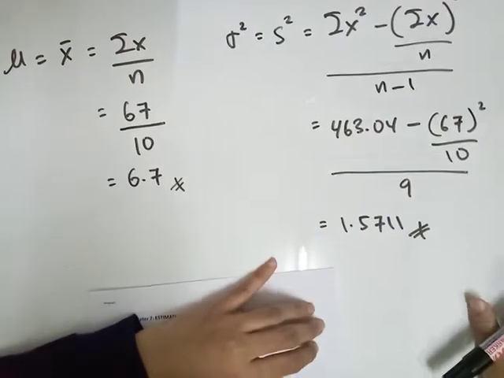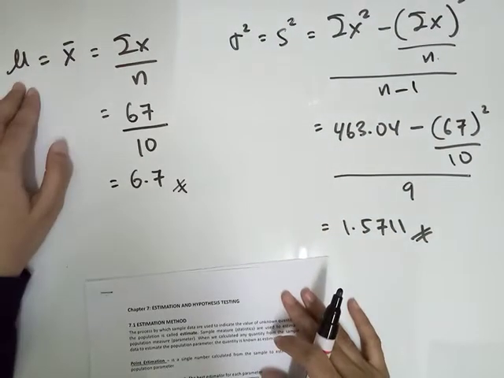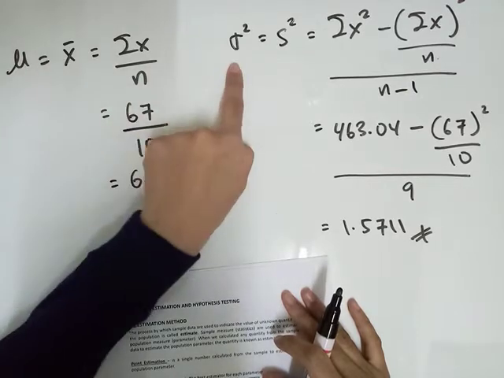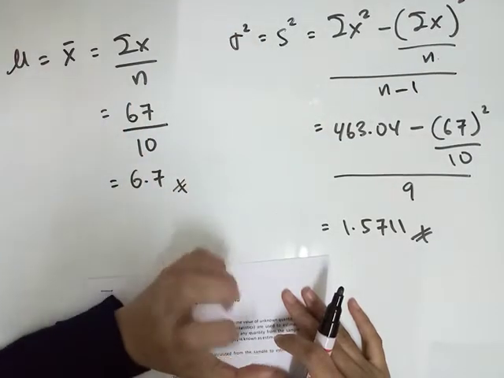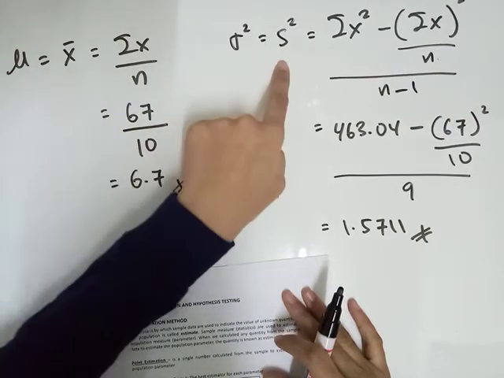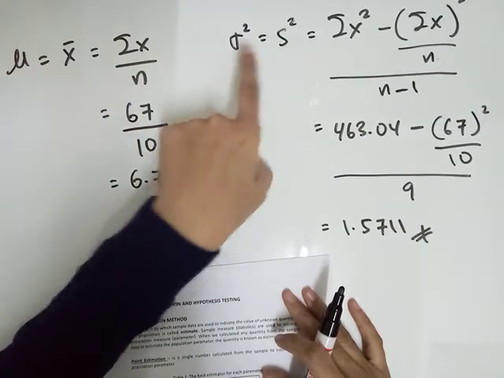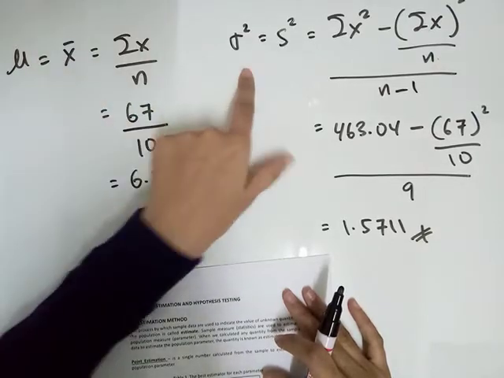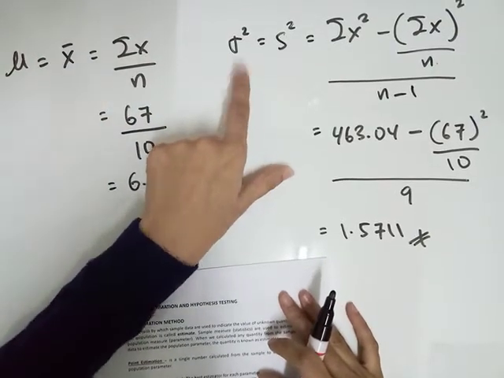We need to find the population parameters, population mean and population variance, by taking the data from the samples. We call it point estimation. So the sample mean and sample variance are the point estimation for the population mean and variance. Okay, can you understand?